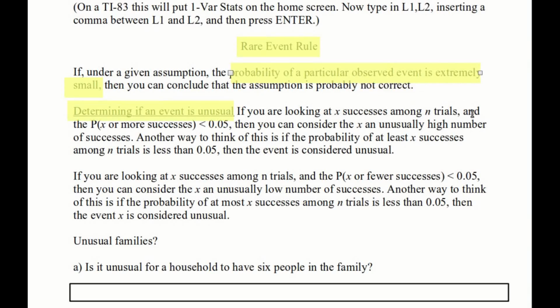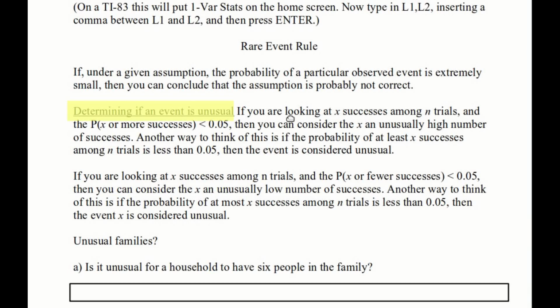So in the first case, we're going to look at unusually large numbers of results. So if you're looking at x successes among n trials, and the probability of x or more successes is less than 5%, then you can consider x to be an unusually high number of successes. So we're not simply looking at the probability of x. We're looking at random variables that are at least that large. So that large or larger. So we need to add up all of those and compare that to 5%.